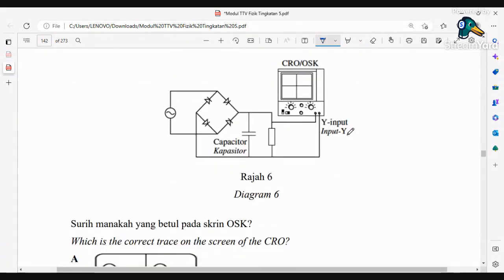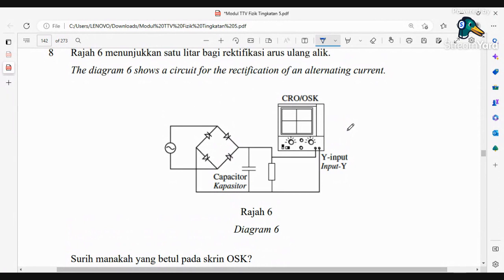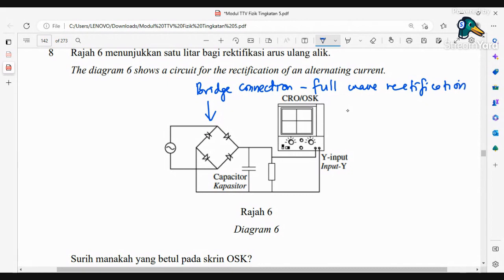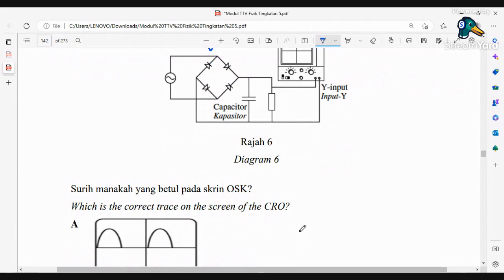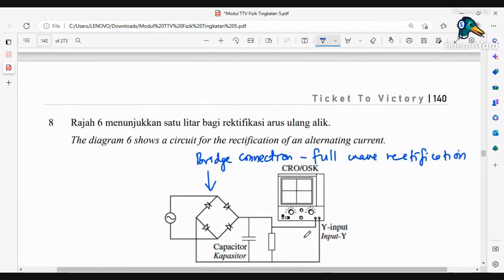Okay, number 8. The diagram shows a circuit for the rectification of AC current, alternating current. So this is a bridge connection. Bridge connection is for full wave rectification. We can check, try and see which is the correct trace on the screen of the CRO?